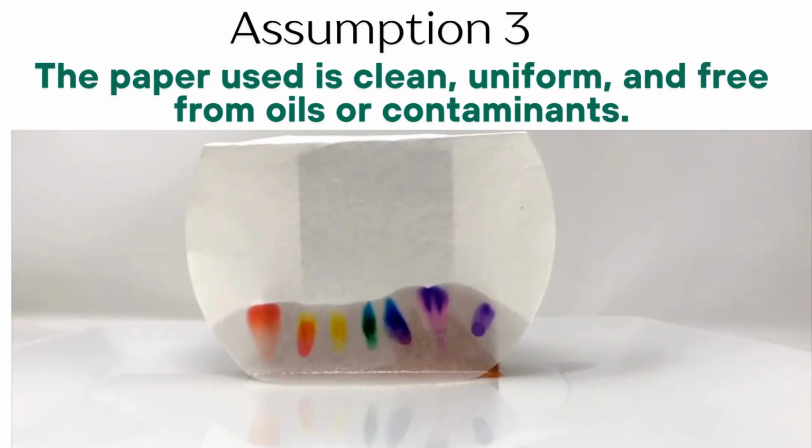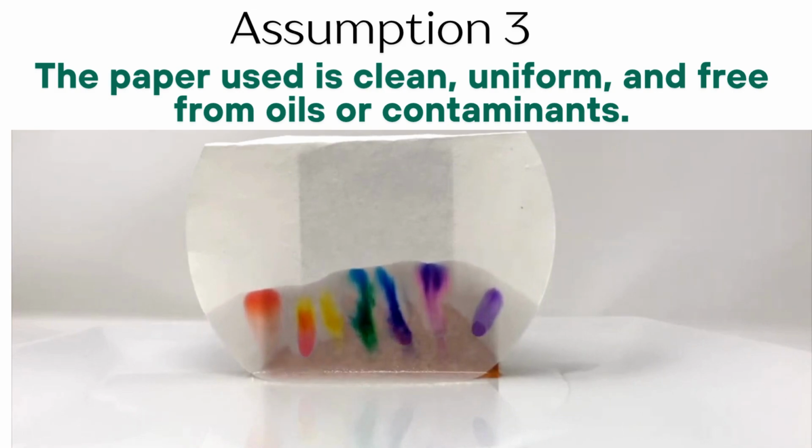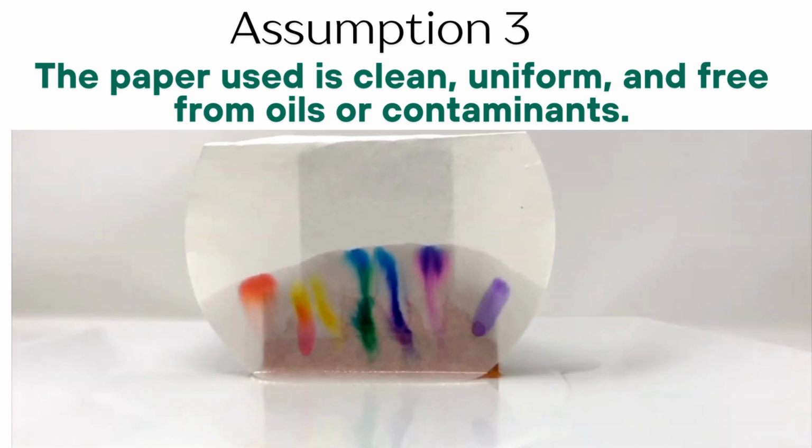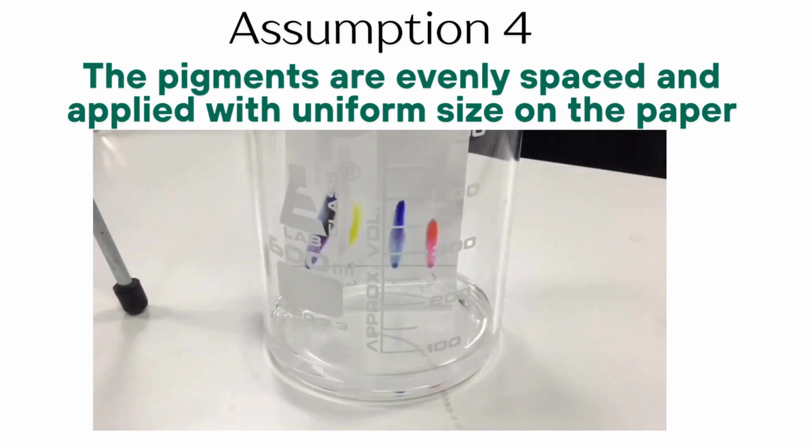Assumption 3 is that the paper allows even capillary action. We expect the solvent to rise smoothly through clean and uniform paper. Poor quality paper can disrupt this flow and cause problems. If you are familiar with the paper, you can assume it will not affect the results.